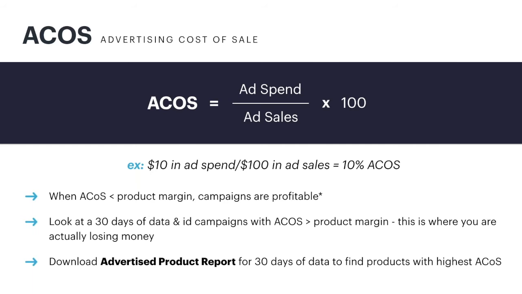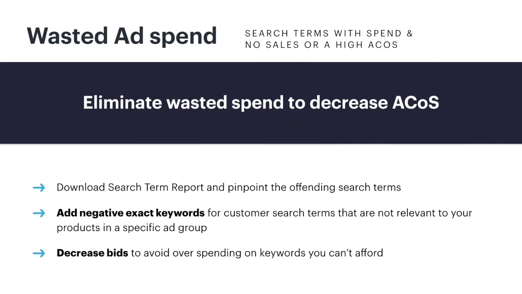Right. And I think this actually leads us really well into our next topic, which is wasted ad spend. So say, for instance, you notice that some products have a really high ACOS. In my brain, I'm thinking, okay, let's take it a step farther. I care more about what people are typing in to Amazon's search bar that are causing them to click on those specific products with a high ACOS and not purchase them, right?